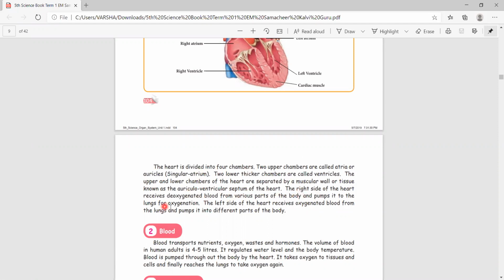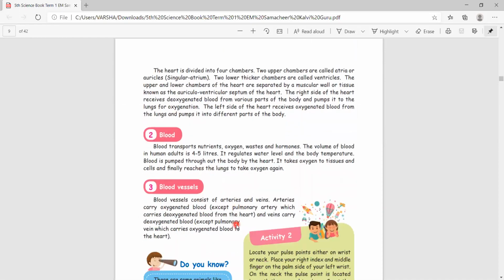The right side of the heart receives deoxygenated blood from various parts of the body and pumps it to the lungs for oxygen. The lungs oxygenate the blood, and the left side of the heart receives the oxygenated blood and pumps it to all parts of the body.